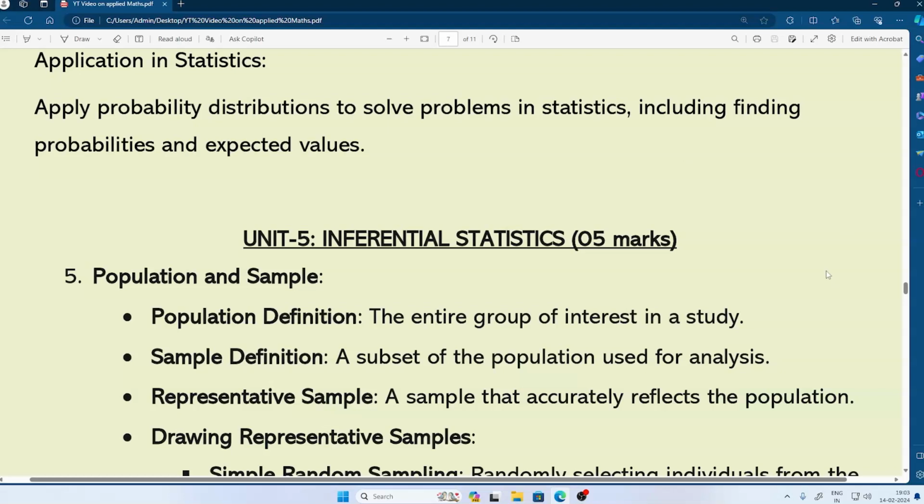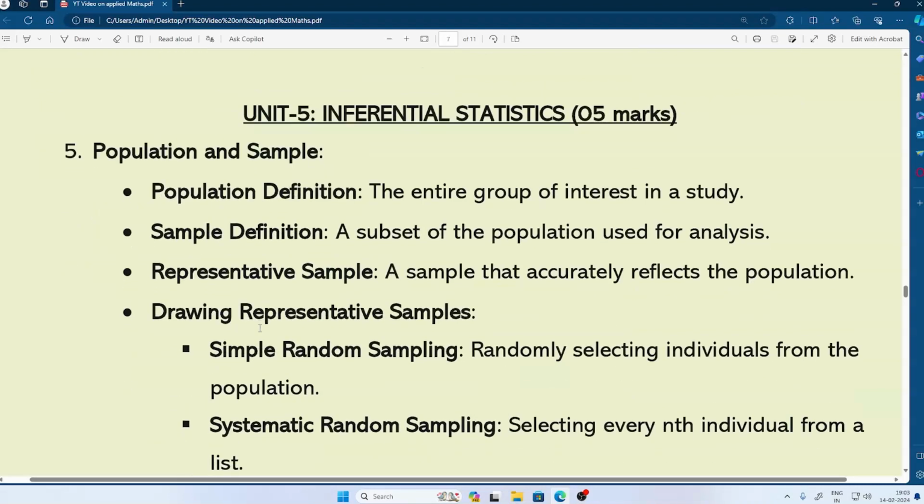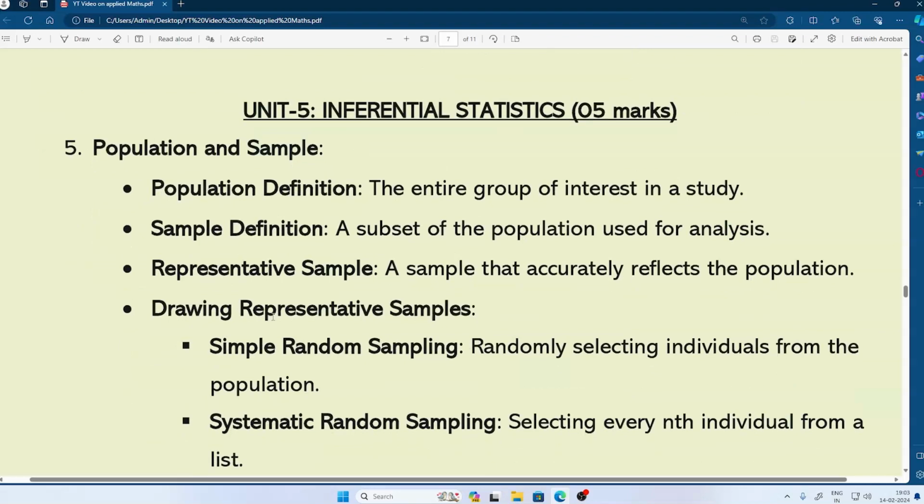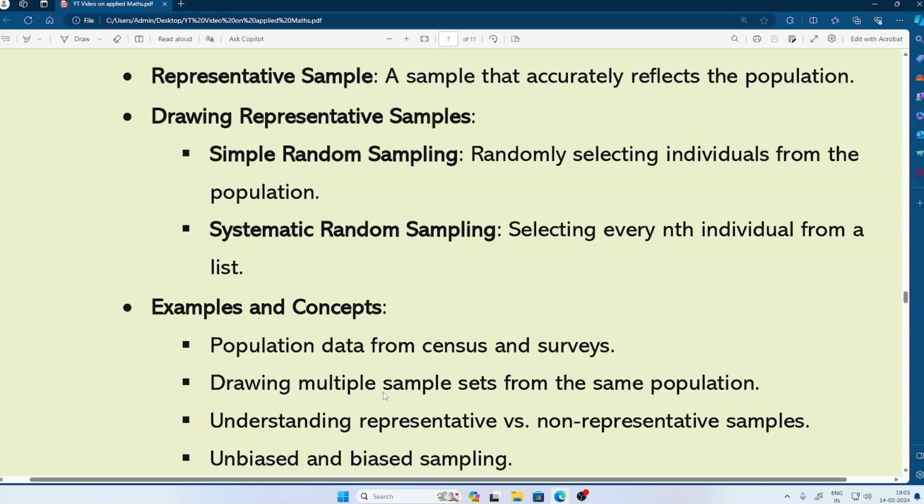For 5 marks, one question may be there from t distribution. A 2 sample t test may be there. Maybe one situation will be given, or a 4 mark question, with least chances there. But these definitions: what is population, what is sample, what is a representative and non-representative sample, what is simple random sampling, systematic random sampling, all these things you must know properly.